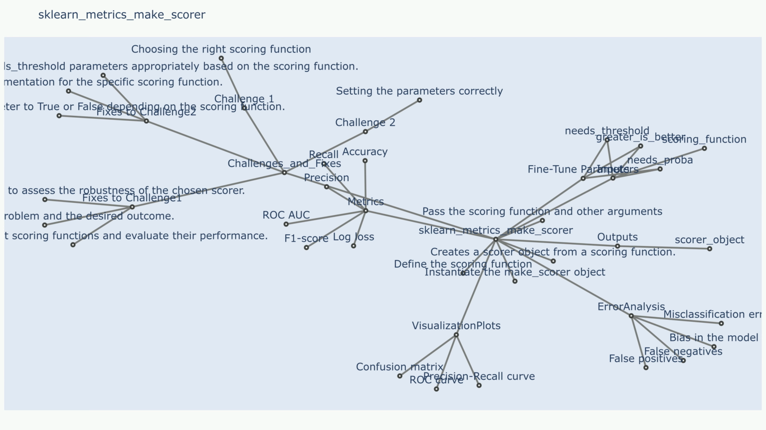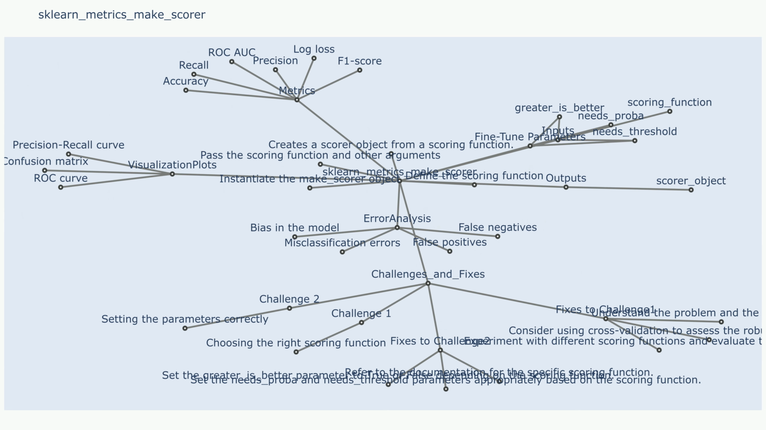Uncertainty methods: the make_scorer function itself doesn't incorporate uncertainty methods. You can use the resulting scorer with other scikit-learn functions like cross_val_score or GridSearchCV to obtain performance metrics, and then use methods like bootstrap resampling or confidence intervals to estimate uncertainty.